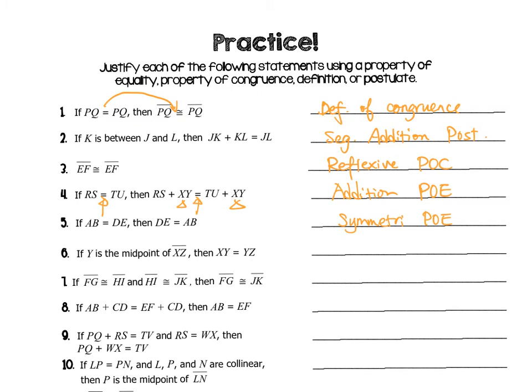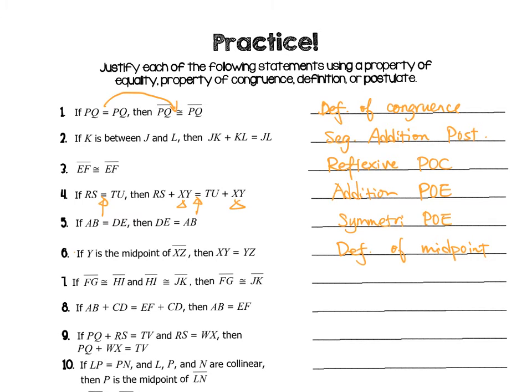property of equality. Number 6, if Y is the midpoint of XZ, then XY equals YZ. This is simply the definition of midpoint. So some of the chapter 1 stuff is starting to come back.